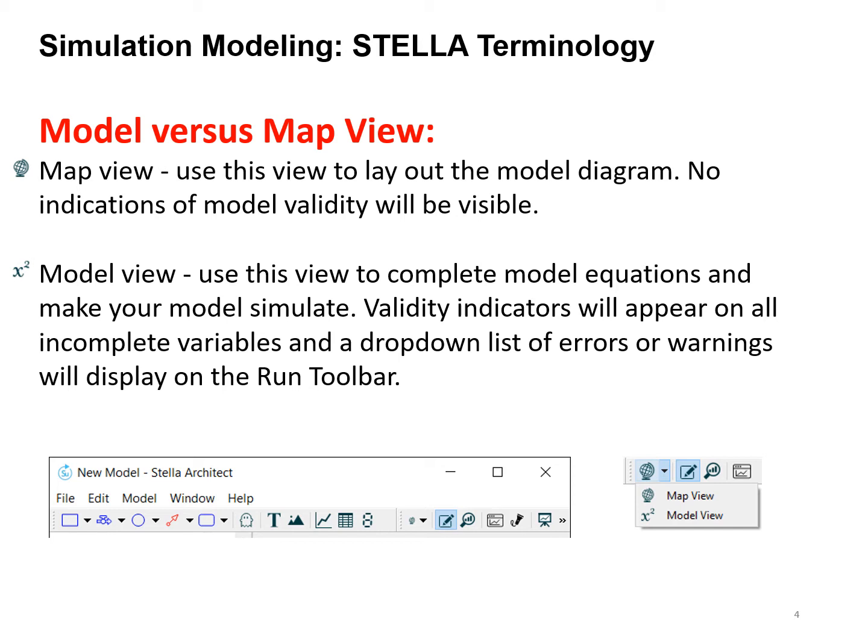So we have model view and map view. Map view is used to lay out the model diagram. Model view, you use that to complete the model equations and make your model simulate. And validity indicators will appear on incomplete variables, and a drop-down list of errors or warnings will display on that run toolbar, as it did during the last lecture, although I ultimately decided to run it because I knew it was going to run with the errors and units that I had put in. Right. So when you find this tool, I think it's right in the middle, you'll have the choice of either the model view or the map view.